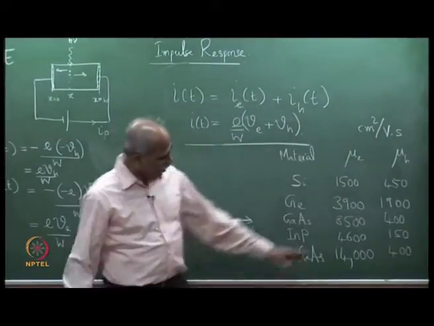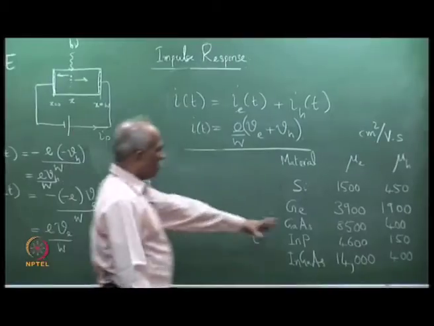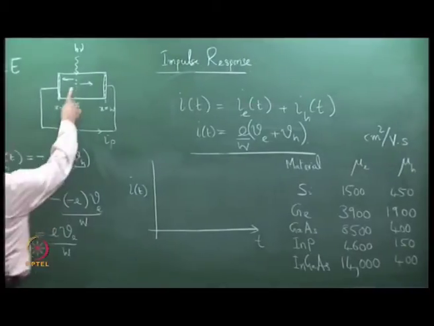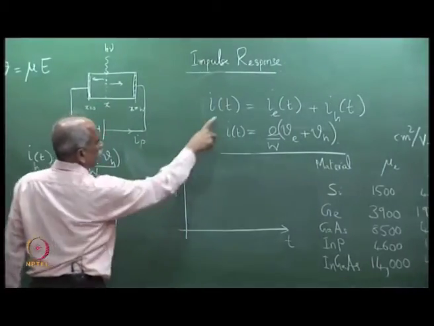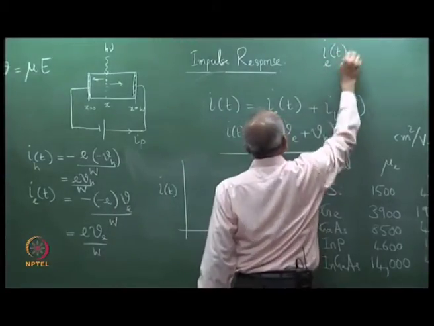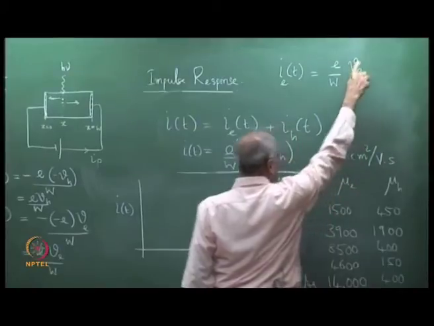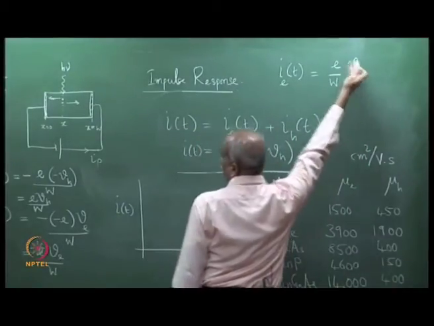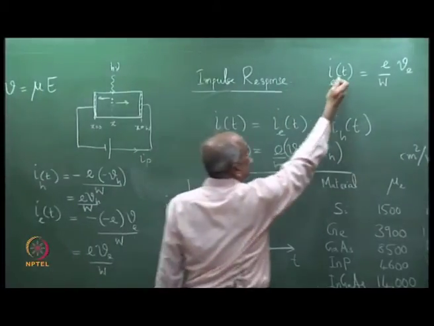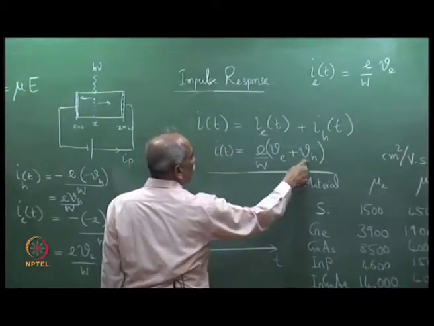So, you can see the large difference between mobility of electrons and holes. This is now important because it will tell us what is the time taken by the detector. So, the current I_e(t) is equal to e by W into V_e, and recall that V_e in general is equal to mu into E. The electric field is the same, but mu_e is large for electrons, and this will be much larger compared to the hole current, because V_h is smaller compared to V_e.